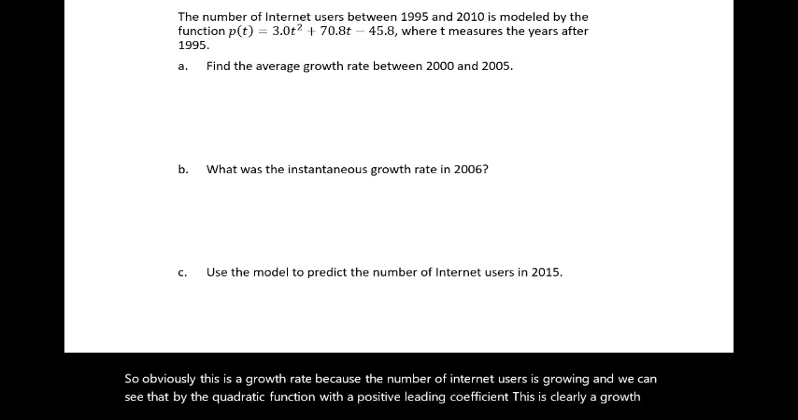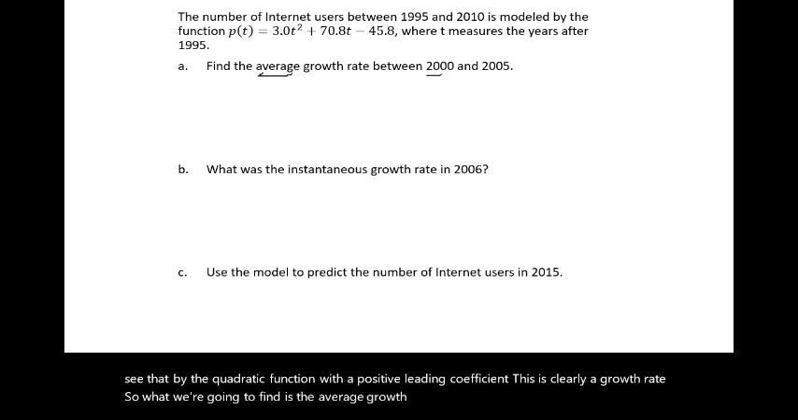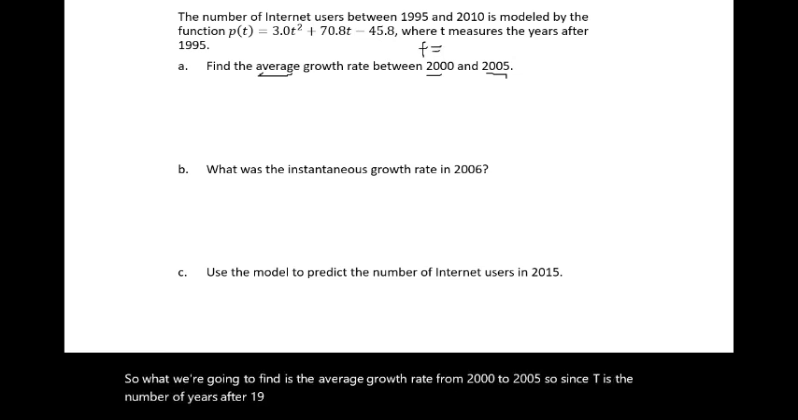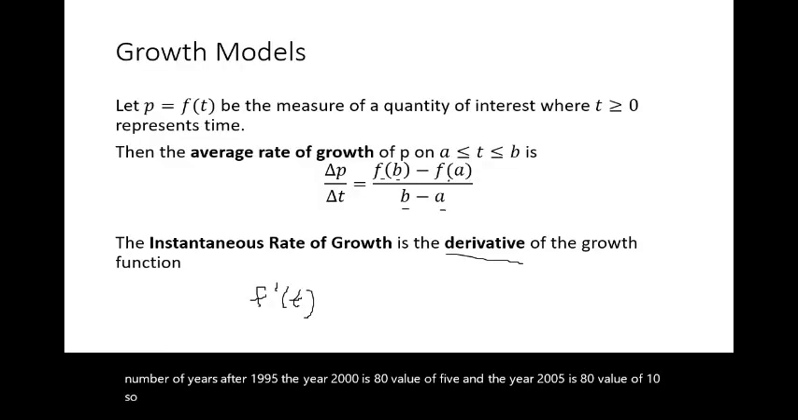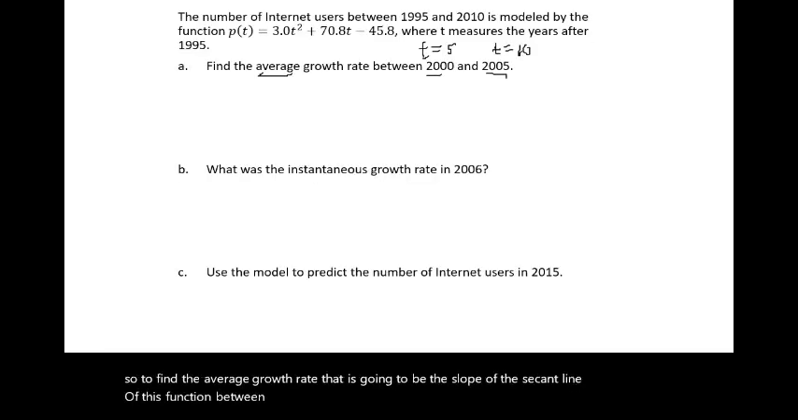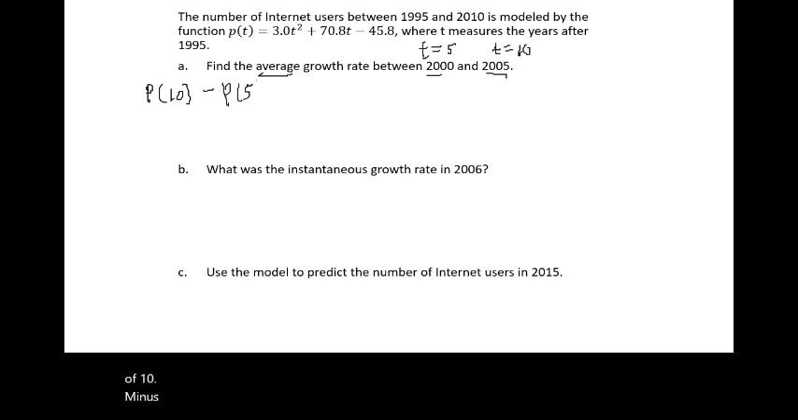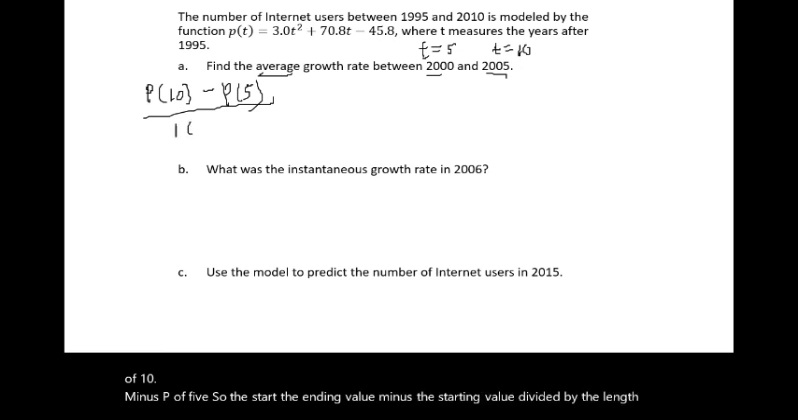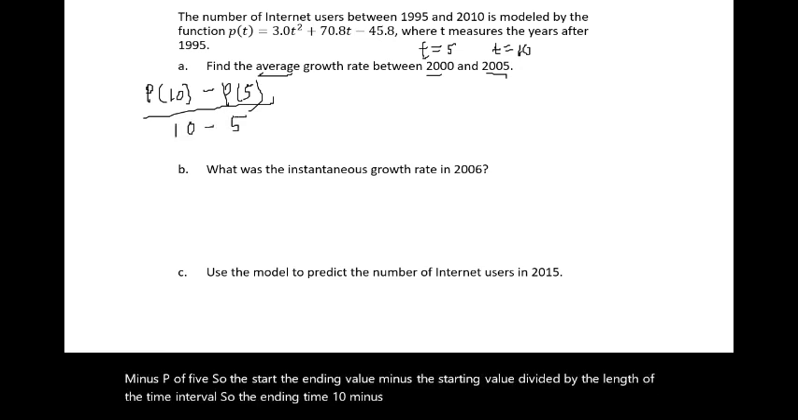So what we're going to find is the average growth rate from 2000 to 2005. Since t is the number of years after 1995, the year 2000 is a t-value of 5, and the year 2005 is a t-value of 10. To find the average growth rate, that is going to be the slope of the secant line of this function between t equals 5 and t equals 10. So the average growth rate is going to be p of 10 minus p of 5, the ending value minus the starting value, divided by the length of the time interval, the ending time 10 minus the starting time 5.